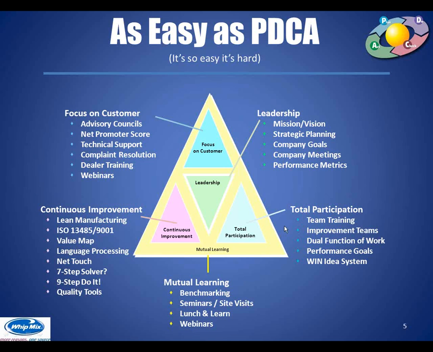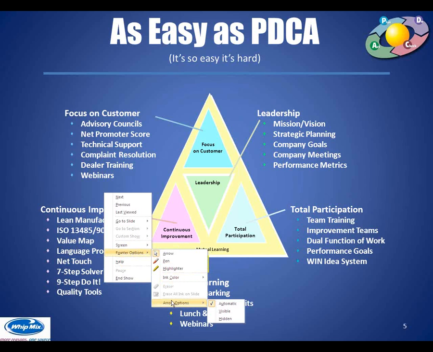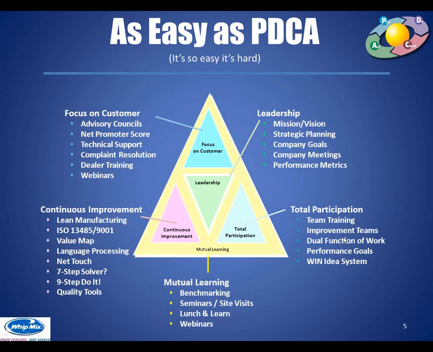The other I would like to talk about is continuous improvement, and that's really where our focus is going to be today, and specifically what I'll call the 7-step solver and the 9-step do it. These are our improvement tools. The 7-step solver is our problem solution tool, and the 9-step do it is our tool for implementing activities and action items. But before I jump into that, I want to talk a little bit about total participation.